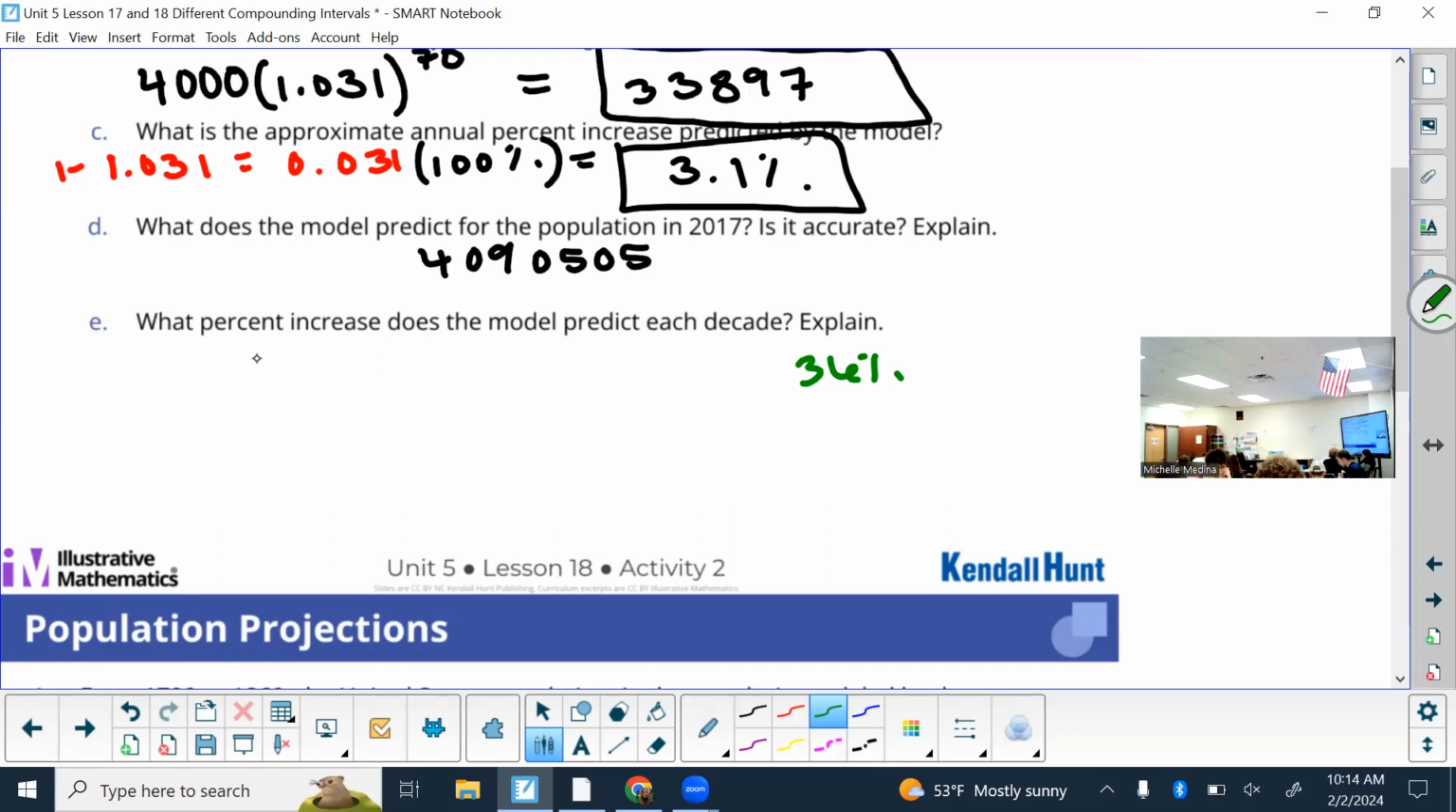So what they did is they took the growth factor. How many years are in a decade? 10. So they raise it to the power of 10. Which then, when you multiply that out, is about 1.36 in your calculator. This part of it helps you figure out your percentage. So that is equivalent to 36% when you take it away from the one. But be able to, when you have options, pick the correct option for which one makes the most sense. Good on that one?